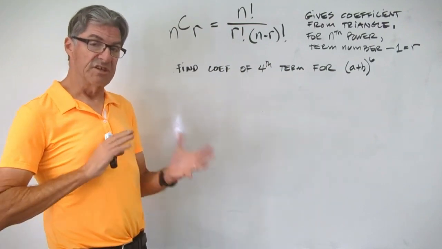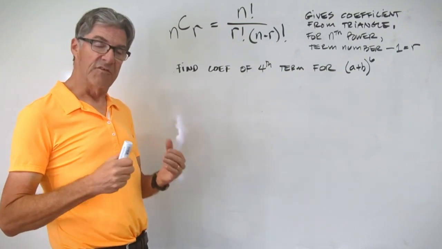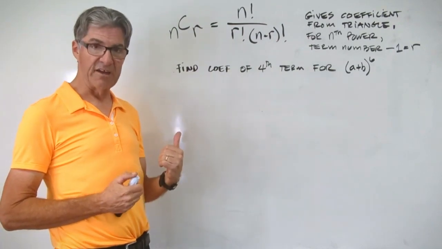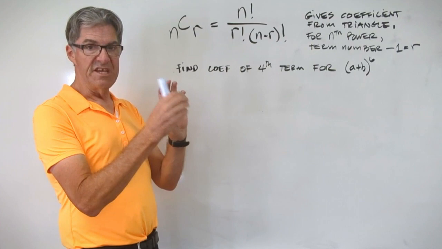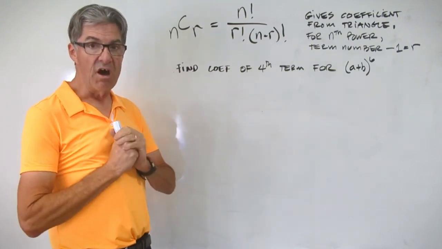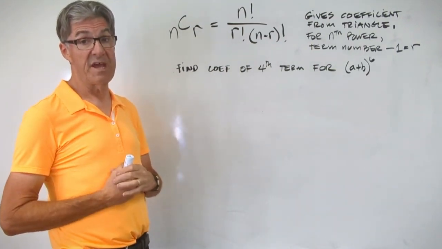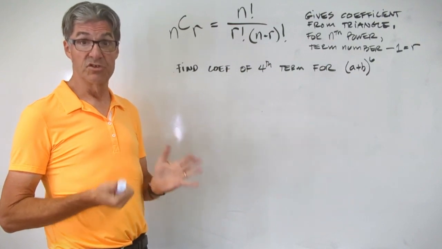So there's basically 2 parts to that. You have to figure out the coefficient from the triangle, and then you have to use that coefficient along with the individual components of the binomial that you're expanding. So let's break that down into the 2 parts.